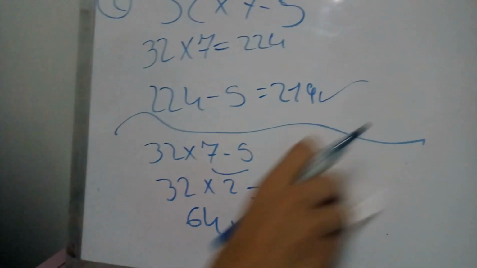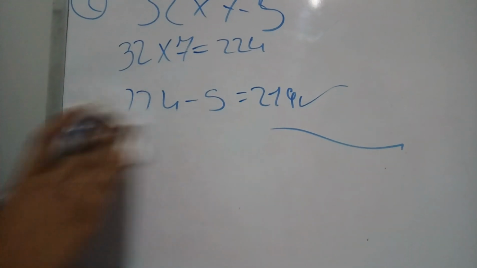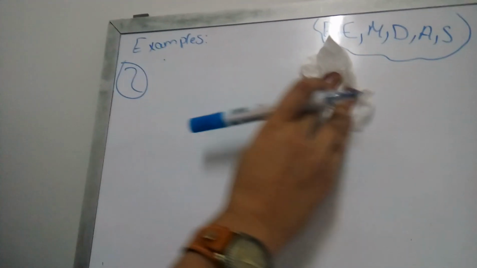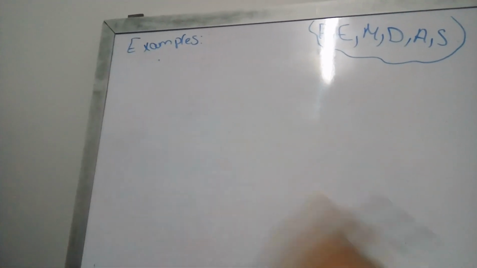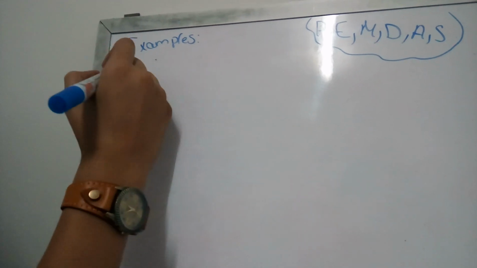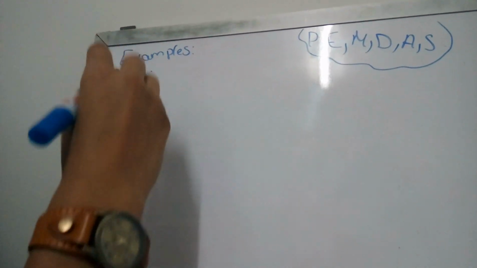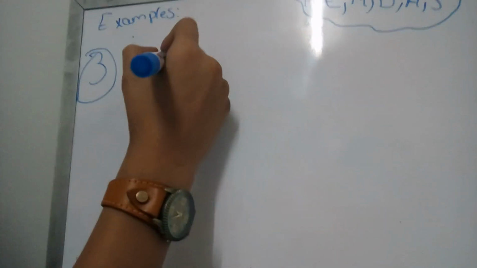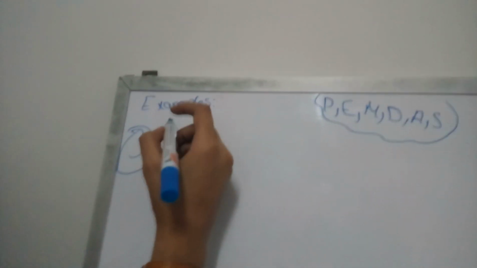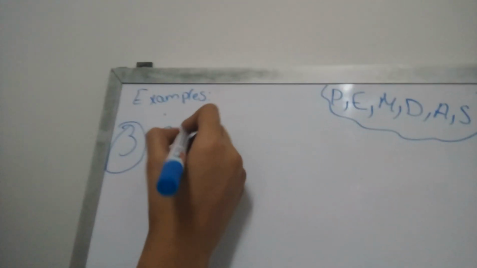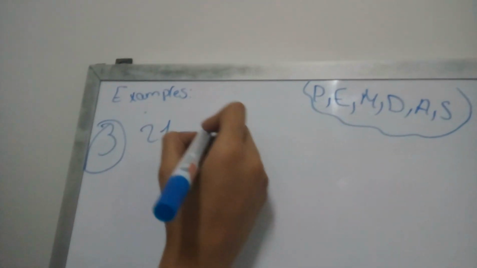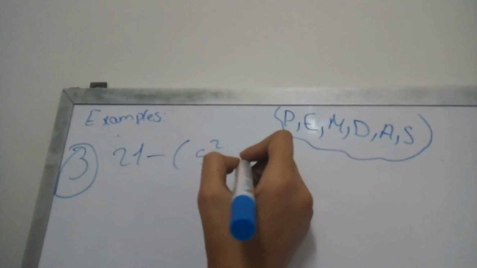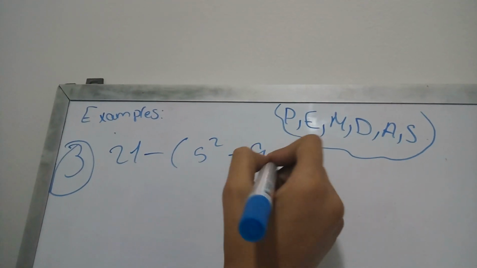Okay, I'll give you the last example, and then I'll tell you what we'll do. Okay, example 3. It will be 21 minus parentheses 5 power 2 minus 9.